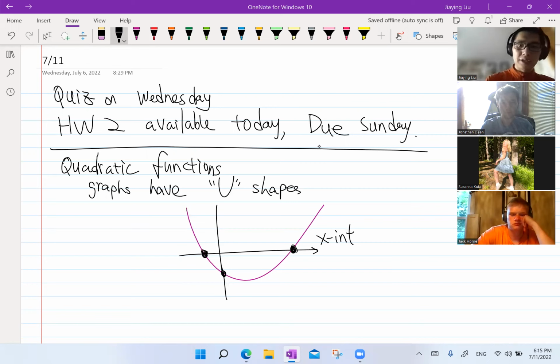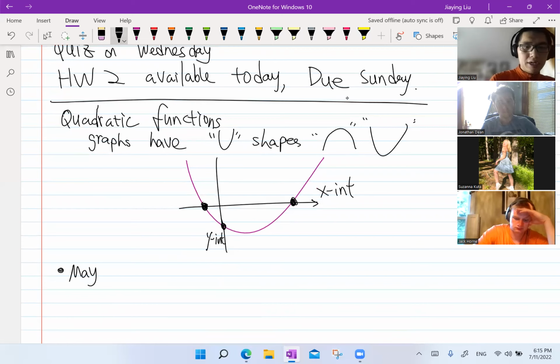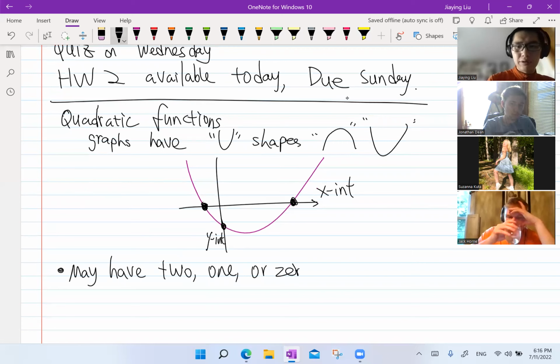And this will always be U-shaped, correct. Quadratic functions always have U shapes, either an upside down U or a regular U. But it's always going to be one of those two shapes. So this is going to be a y-intercept. The quadratic function always has a y-intercept. It doesn't matter where the parabola is, it's always going to have a y-intercept, but sometimes may not have x-intercepts. Let me write it down: may have two, one, or zero x-intercepts.